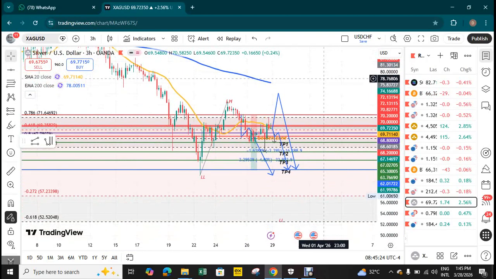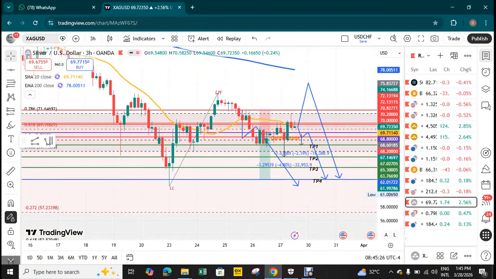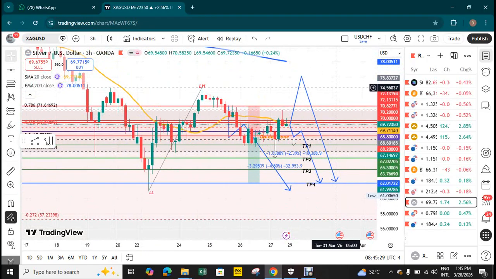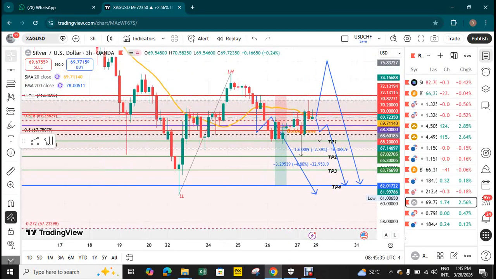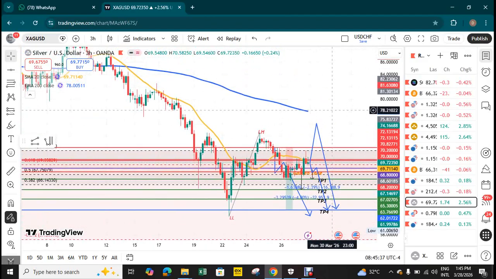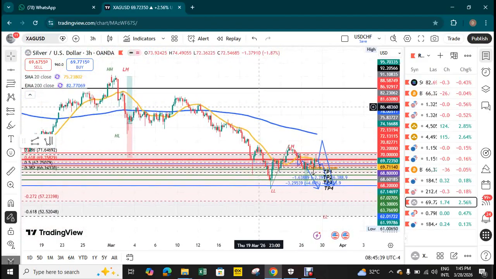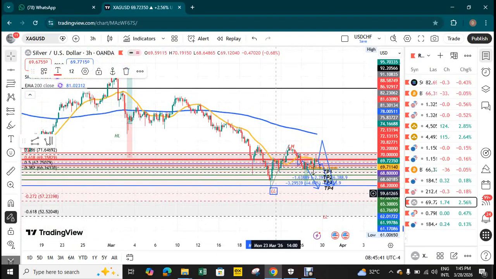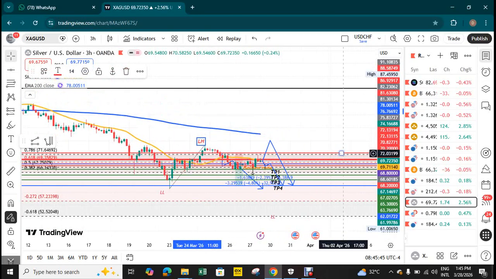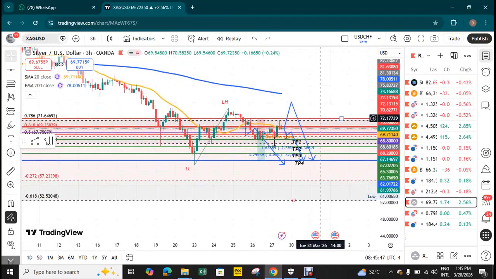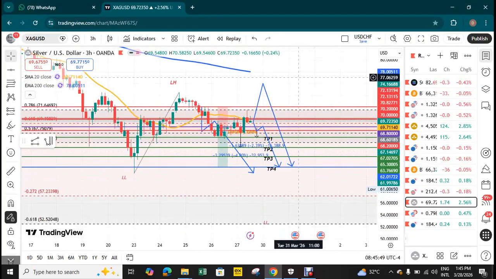On XAG USD, we took an entry, as I said. I gave that on Thursday to all of us to take an entry to a TP1, which was smashed with precision. So now on silver, we have lower highs and lower lows. We have a lower high here, we have a lower low here, we have a lower high here. And what happens when you have lower highs and lower lows like this? We are looking to sell. We want to sell.